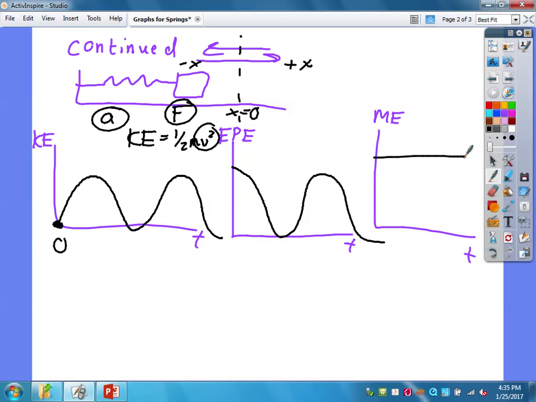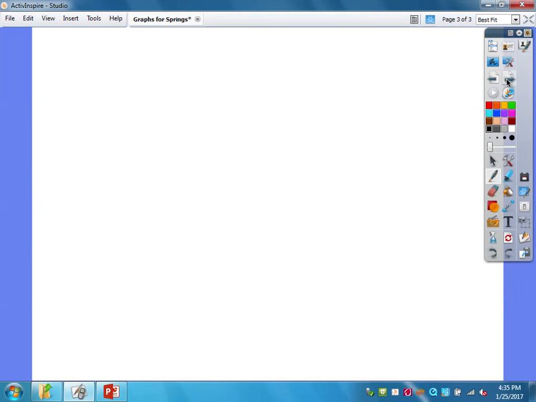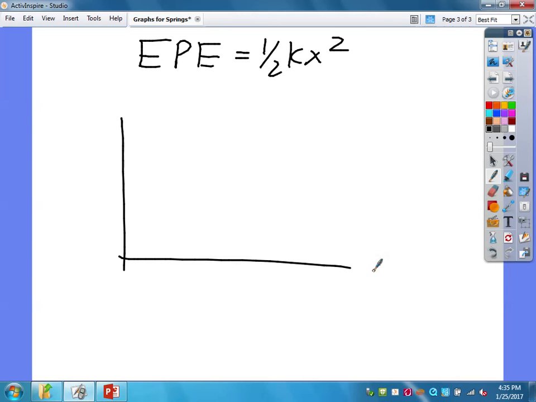Okay? So the last thing I want to quickly mention, all right, because this could always come up, is the formula for EPE is 1/2 kx squared. And sometimes they're going, okay, where did this formula come from? Where did this formula come from? Use a graph to illustrate where this comes from. And you're going to go, what? Use a force distance graph.